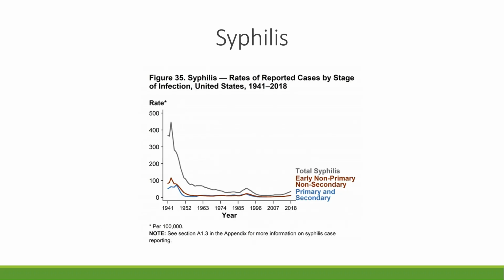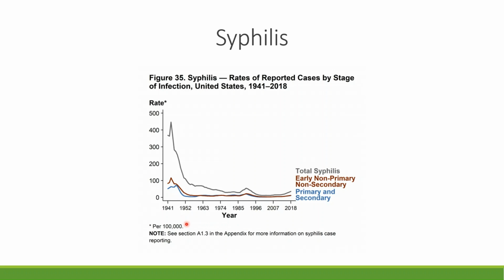This graph shows syphilis rates in the US from 1941 to 2018. It's broken down by total syphilis cases, which is the more pronounced gray line here. Early non-primary, non-secondary syphilis is brown, and primary and secondary syphilis is blue. At the bottom, you can see the rate is measured per 100,000 people. And you can notice some clear trends here.